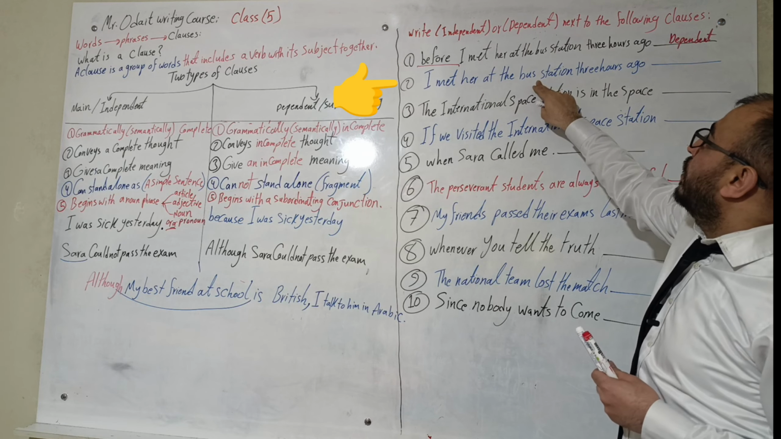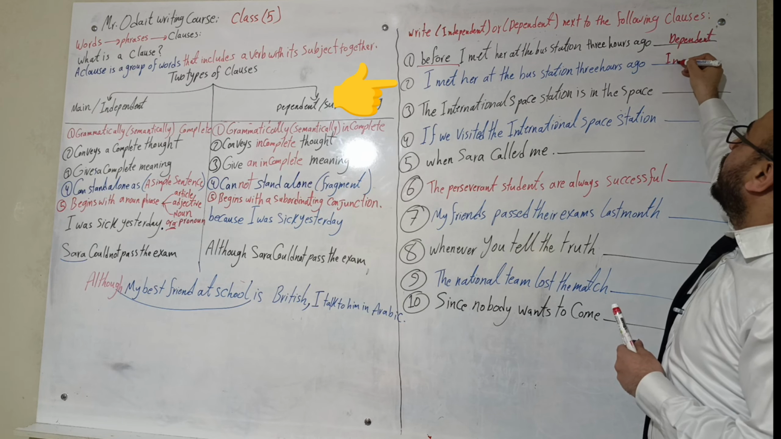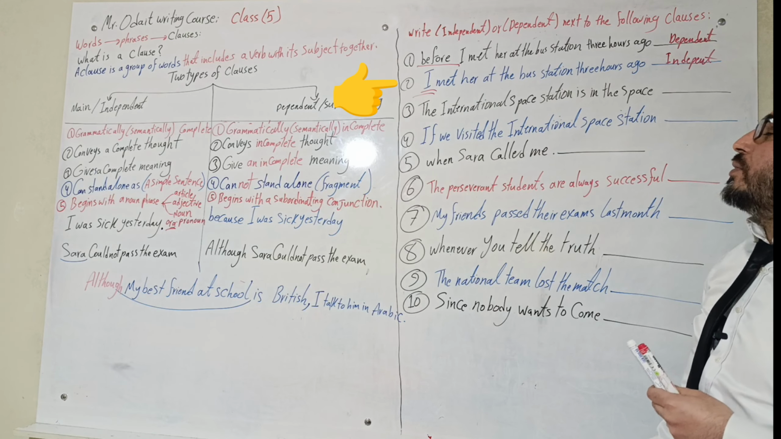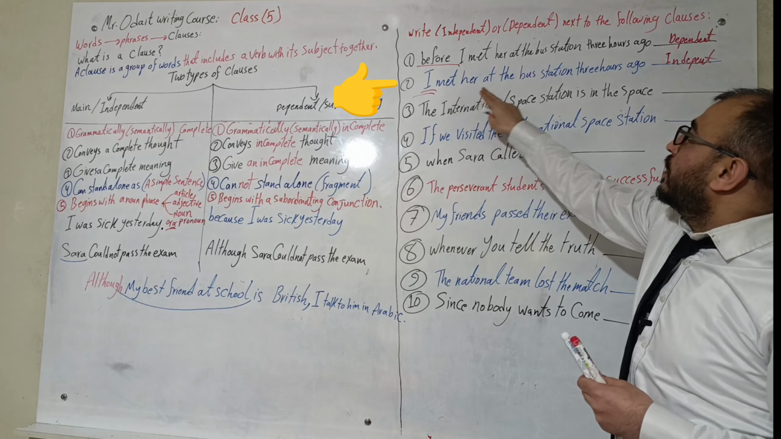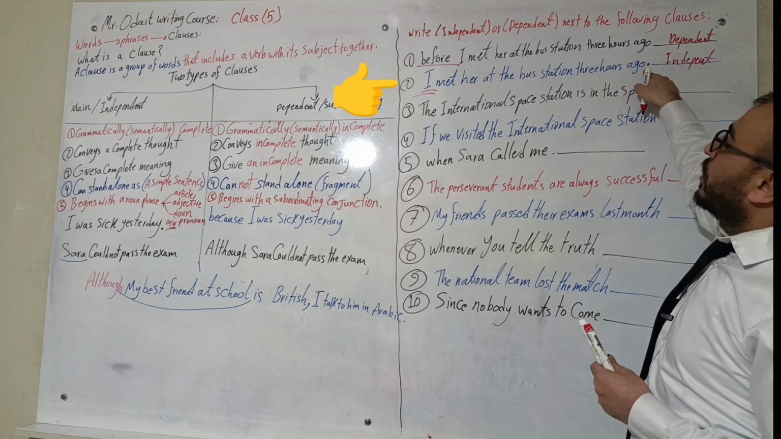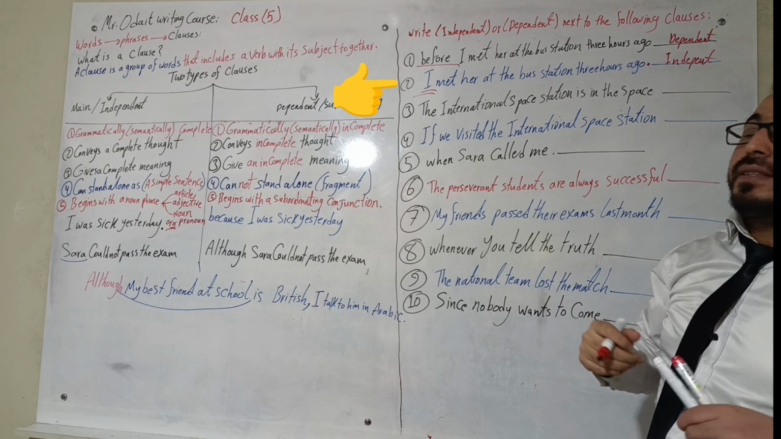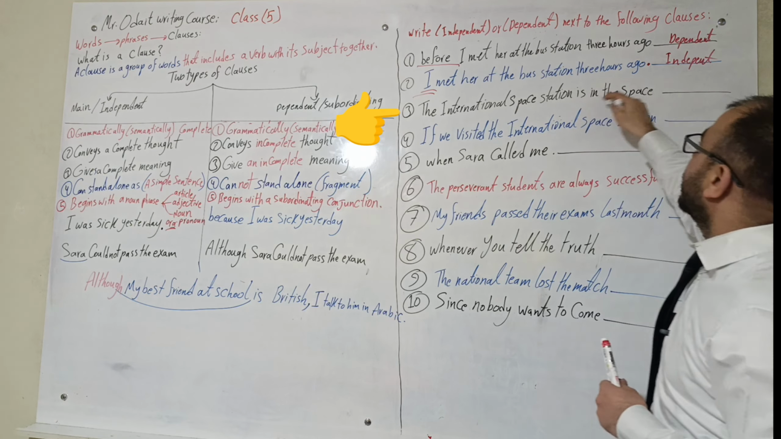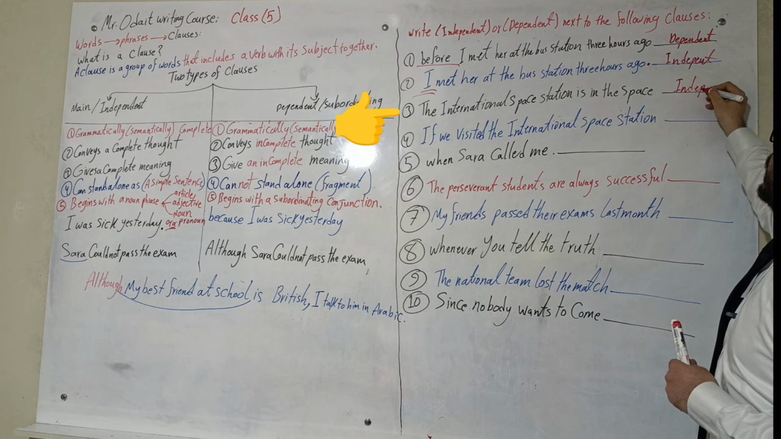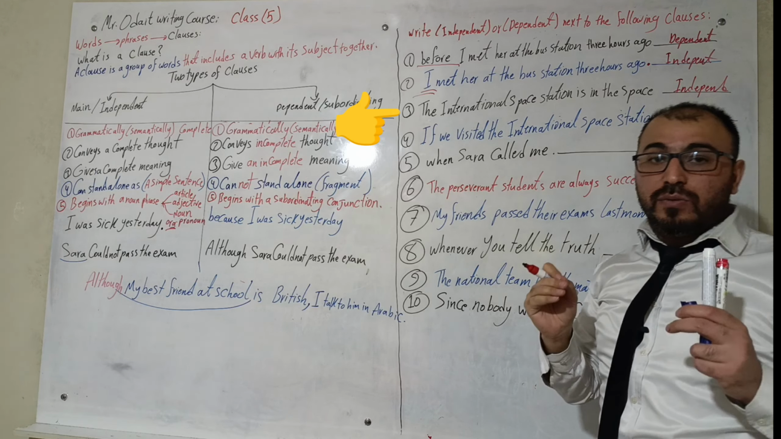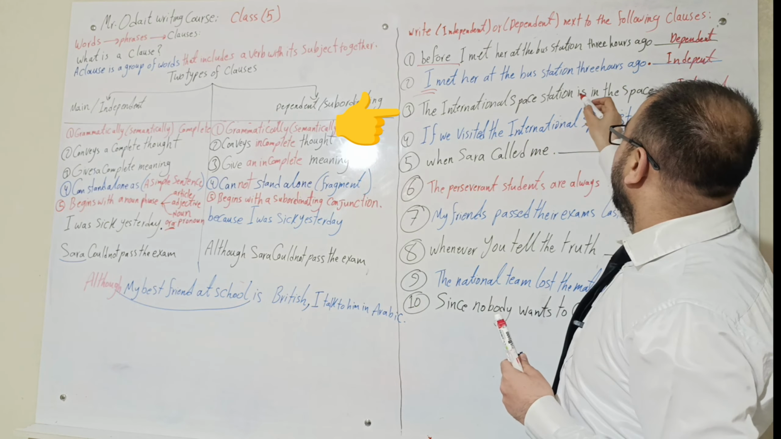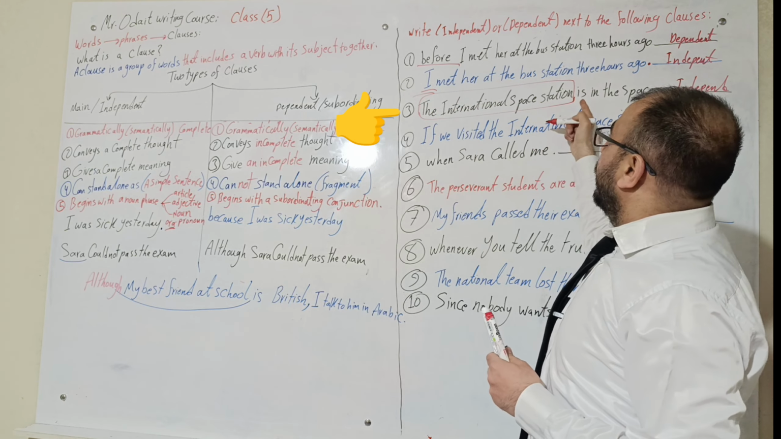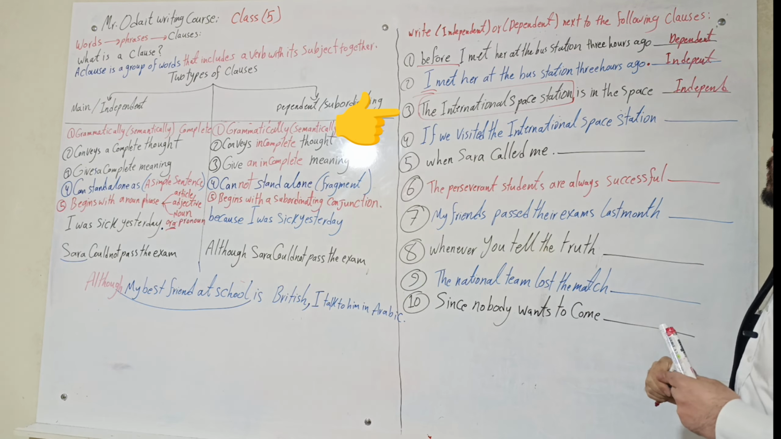I met her at the bus station 3 hours ago. This is independent again, because in here it starts with the subject, and I use a subject pronoun here and a full meaning, and I can use this full stop so that it's going to be a simple sentence. Again, my friends, the International Space Station is in the space. Okay, here this is independent. Again, my friends, because it starts with the subject, which is a noun phrase here. The International Space Station. Everything before the verb, as we talked before, is a noun phrase.